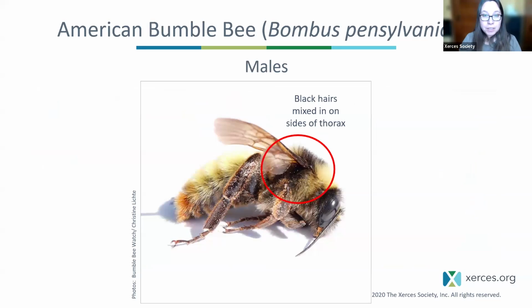Right. So just pointing out those key things to look out for on this species. You want to look for black hairs mixed in on the sides of the thorax, and then orange hairs on the very tip of that abdomen.